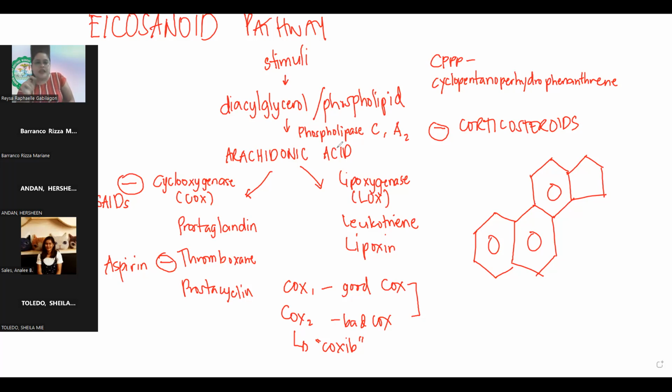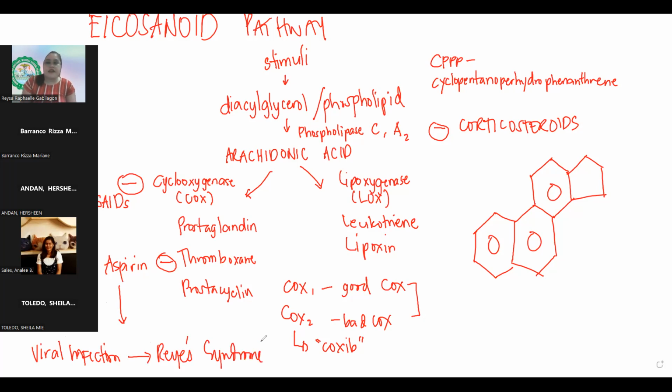Okay? What do you need to know about aspirin then? Aspirin should not be given to children. Okay? It cannot be given to children as an antipyretic. Why? Because when a child has a viral infection, then develops a fever, and then you give the child aspirin, the child may experience Reye's syndrome.